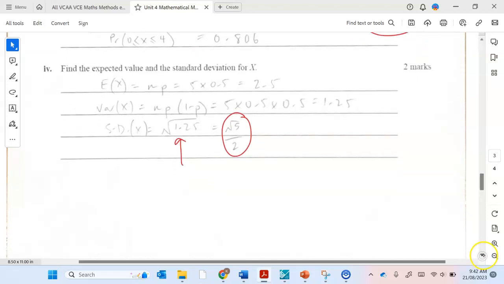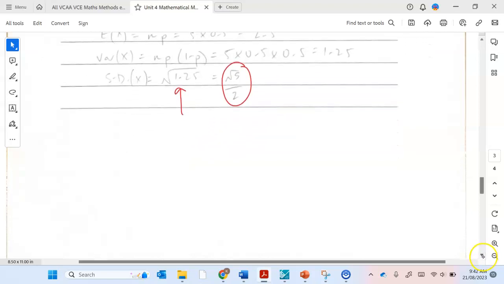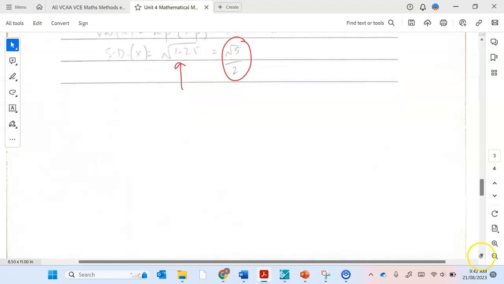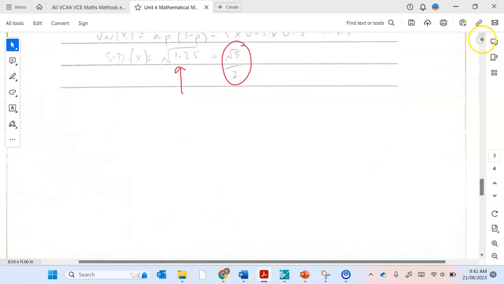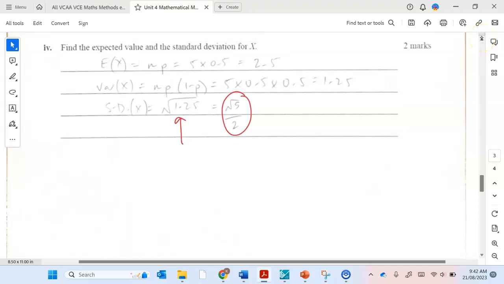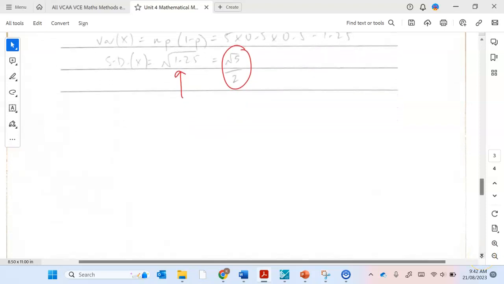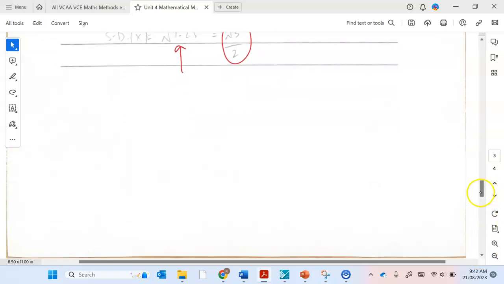So you have a calculator, use it. If you put in square root of 1.25, the calculator will spit out root 5 over 2 to get your 2 marks. Sorry, I should just go back. It is worth the 2 marks, that question. So also showing some working out. So what I've got there is perfect. All right, moving on to question 2.